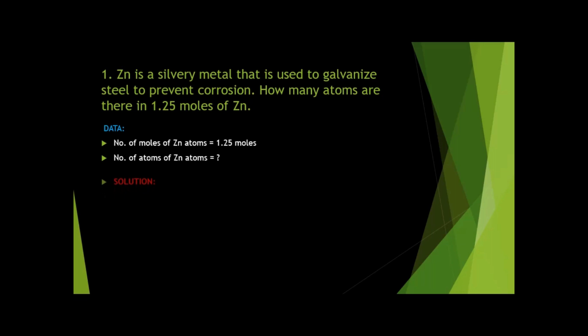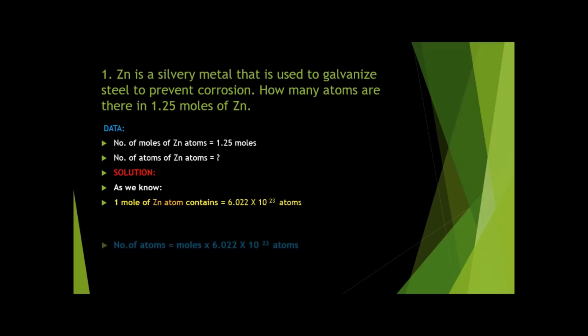So students, our solution is, as I have told you many times before in mole mass calculations, the first step is to find the molar mass of a substance, but here we are not calculating the mass, so there is no need to find the molar mass. So we will directly apply a formula, put in the values and get the answer. Now, as we know, 1 mole of zinc is equal to 6.022 × 10^23 atoms. So just apply the formula: number of atoms is equal to moles into Avogadro's number.